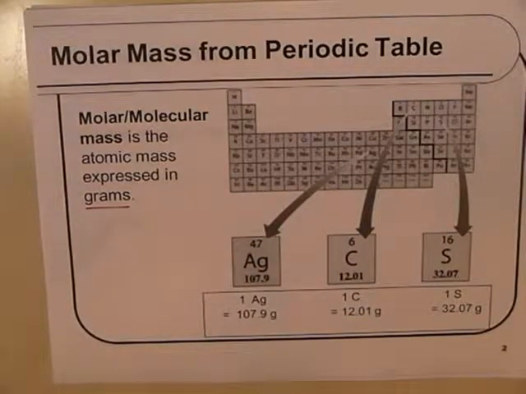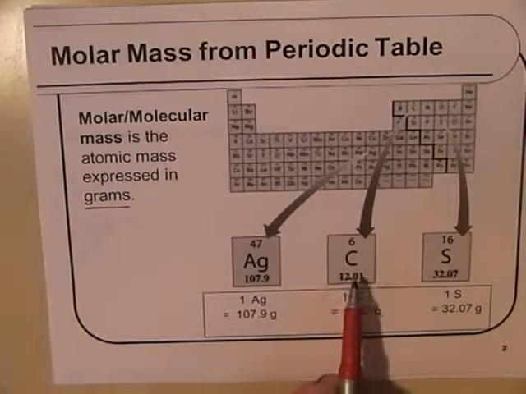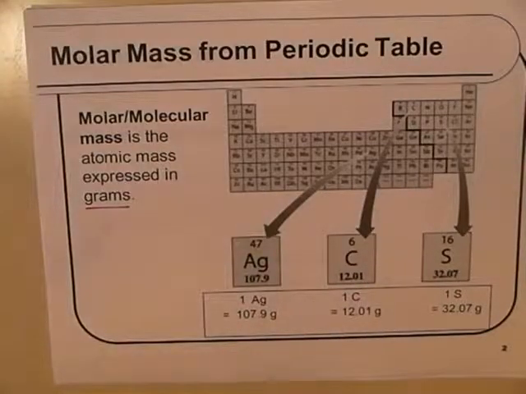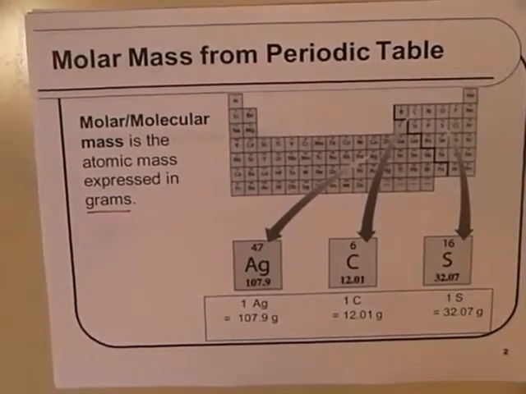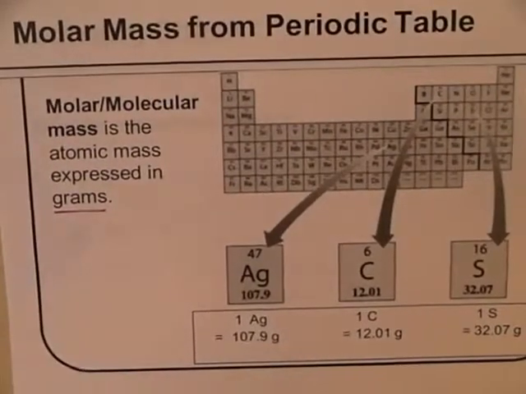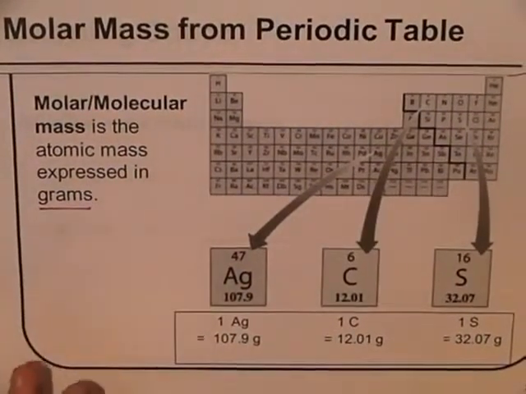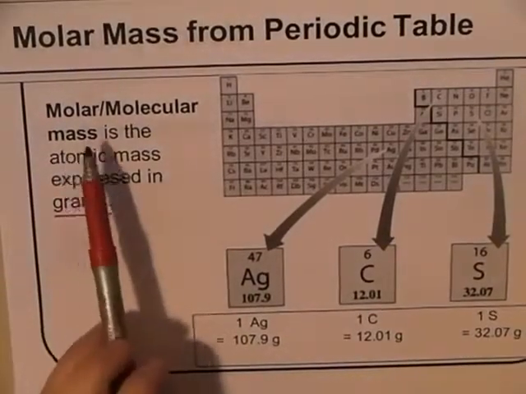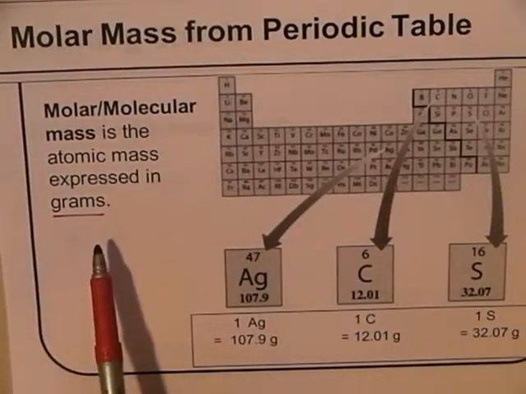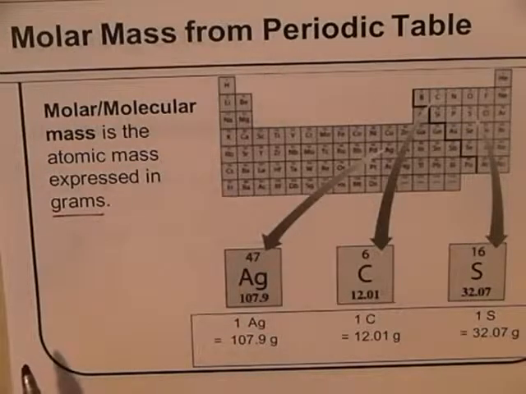So if you were to look up some on the periodic table, we know carbon is 12.01, so the molar mass of carbon is 12.01 grams. Molar mass of sulfur, 32.07 grams. Okay, just look at the number on the periodic table and attach grams to the end of it. Simple as that. This is not a challenge really in any way, I don't think. All right. So again, molar mass or molecular mass, it is the atomic mass expressed in grams. Hopefully I gave you enough time to write that.